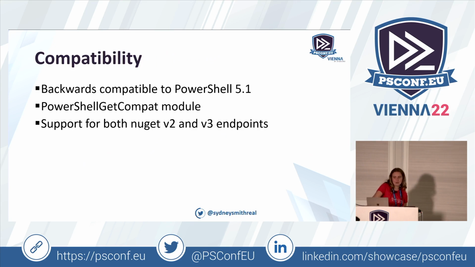I mentioned that compatibility has been a really important theme as we continue to develop this module. So it's backwards compatible to PowerShell 5.1. It obviously works with PowerShell 7 as well. We also introduced a compatibility module, CompatPowerShellGet. And what this allows you to do is, if you have this module, you can use version 2 PowerShellGet syntax with the PowerShellGet v3 implementation.